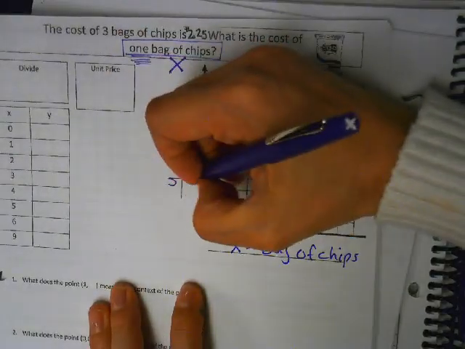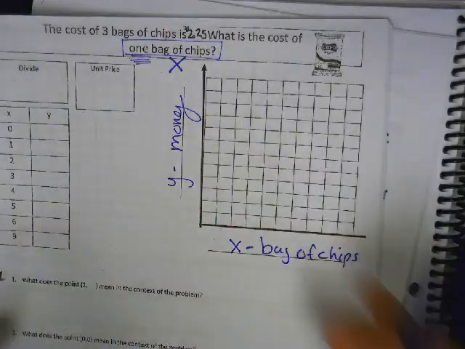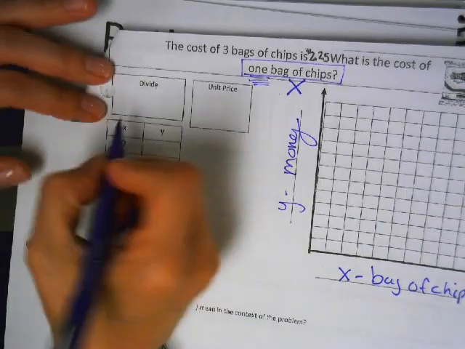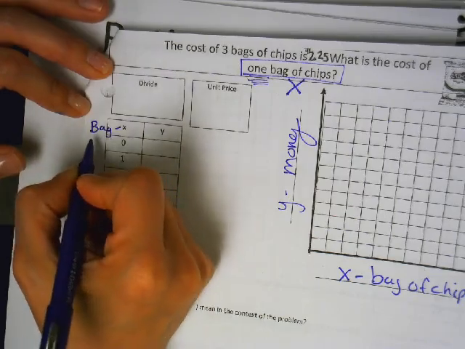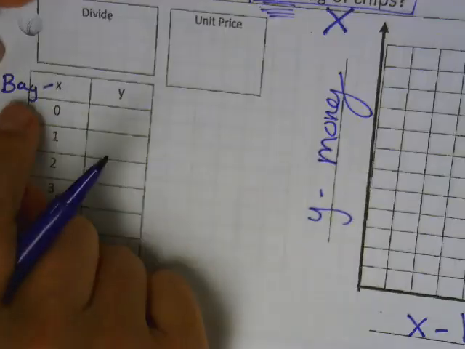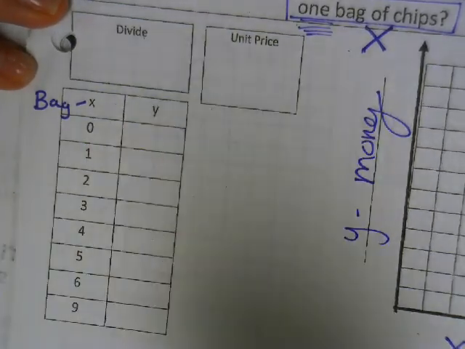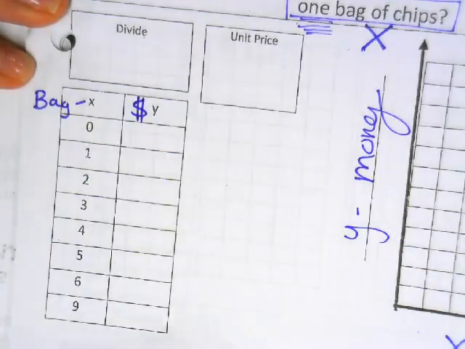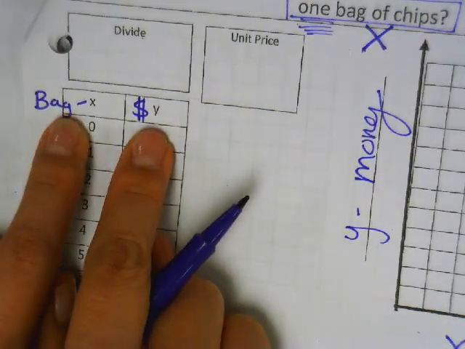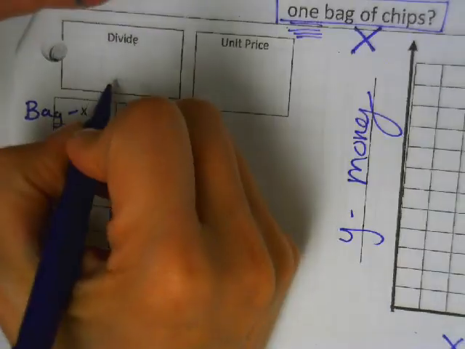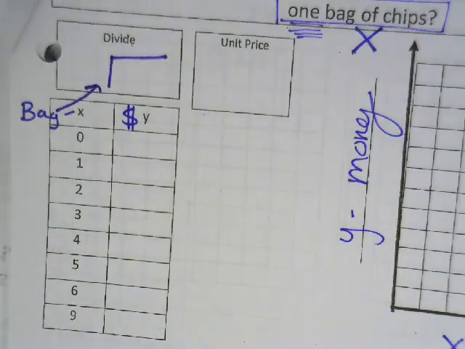What's your other thing that we're talking about? Money. So here on X, I'm just going to say bags, because I can't fit bags of chips. And what does Y represent? Money. So, dollar sign. Here I don't have a lot of room, so we just abbreviate. So, bags and money. When I divide, the bag is the outside.